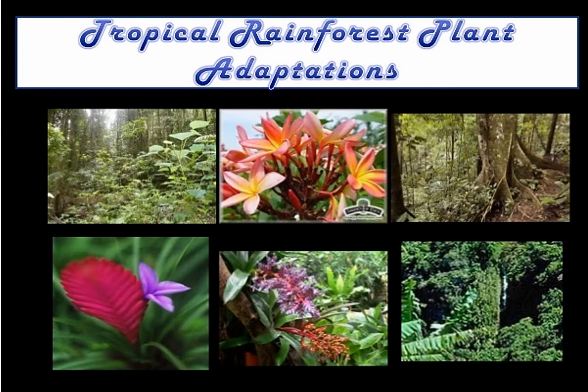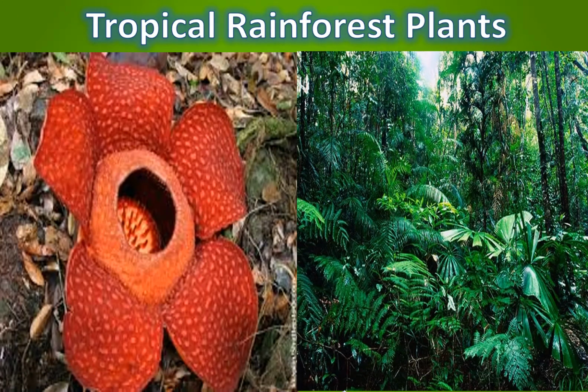Flowers on the forest floor are designed to lure pollinators. Okay, so these are examples of tropical rainforest plants. The flower is bright to lure pollinators.